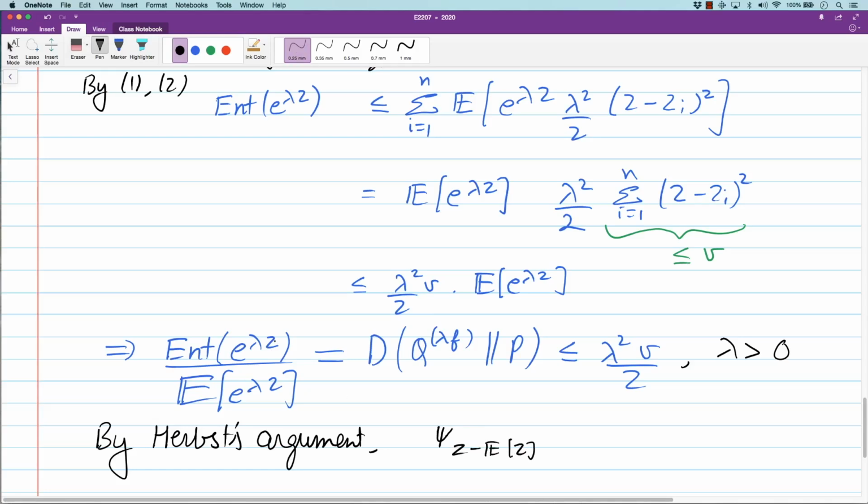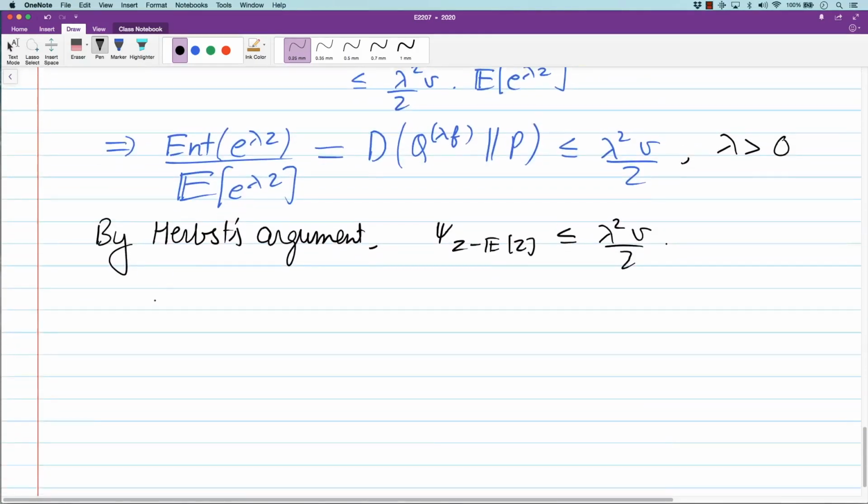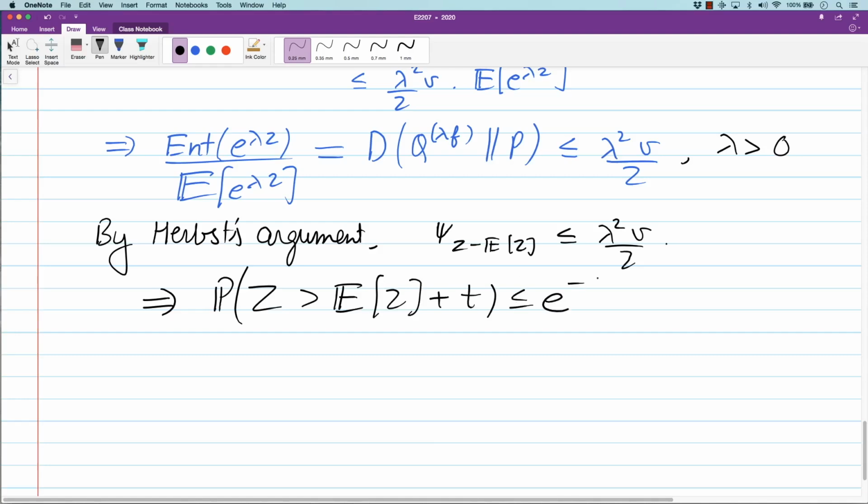Remember that you can always subtract the expected value of z from both the exponents, because it's like multiplying with a constant. So this guy here is less than or equal to lambda square v by 2. And this implies that this is a sub-Gaussian random variable, so we have a sub-Gaussian tail bound. The probability that a random variable z exceeds its expected value plus t is less than or equal to e to the power minus t square by 2v.